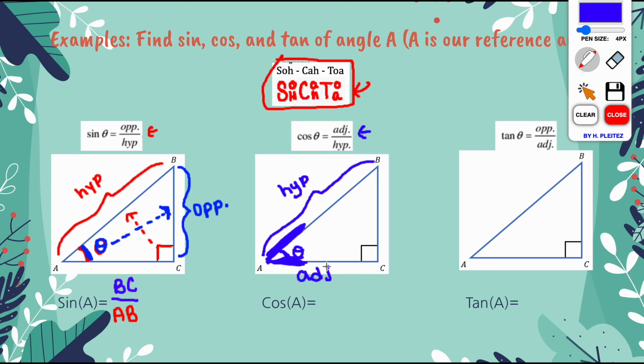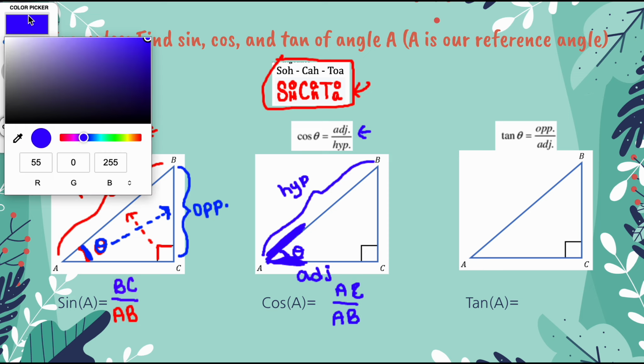is right here. And then in this case, our opposite side would be BC, but we're not worried about that right now. We're worried about our adjacent side and our hypotenuse. So cosine of A is equal to adjacent side, which is AC, over our hypotenuse, which is AB. And you guys want to make sure you're following along with these in your notes.